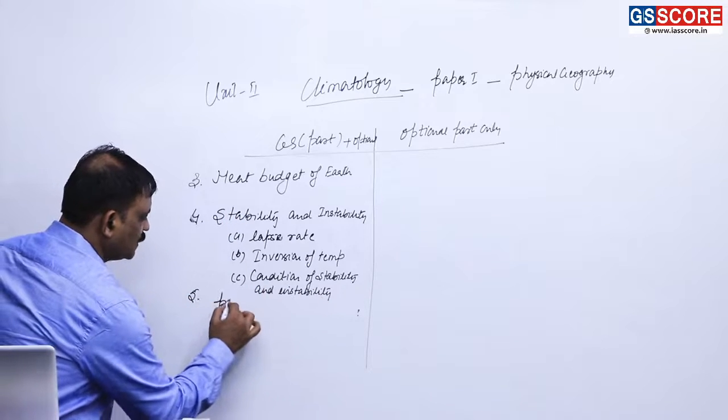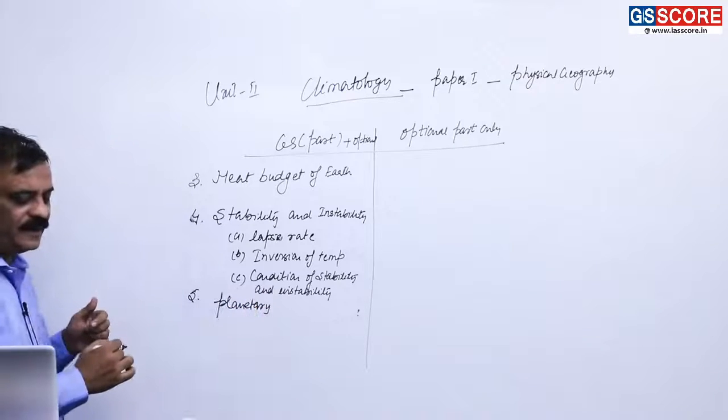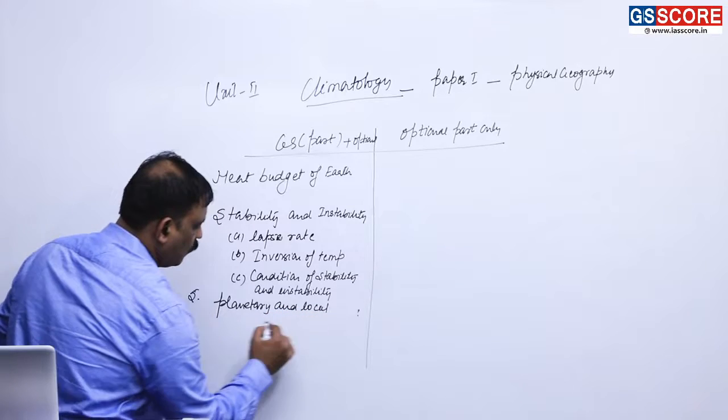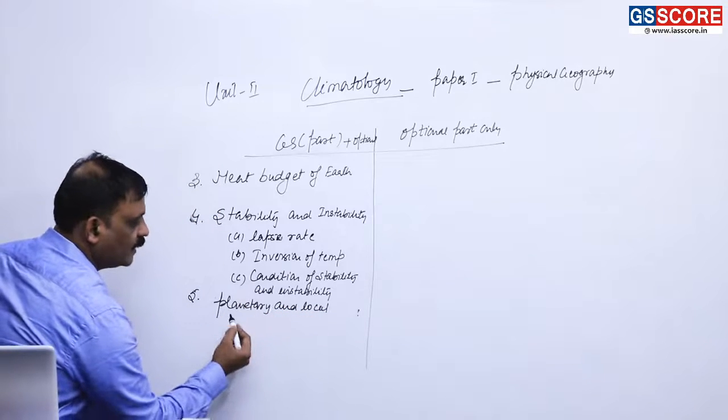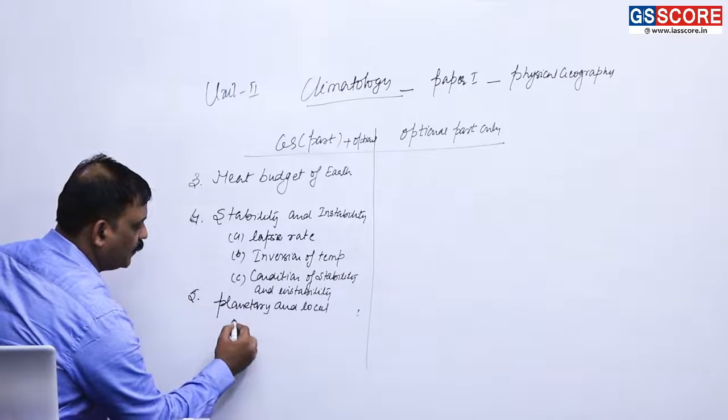Okay, now after going through this stability and instability, you would be in a position to understand the topic which we call planetary and local winds. Local winds, or we can also include another one that is called periodic winds.